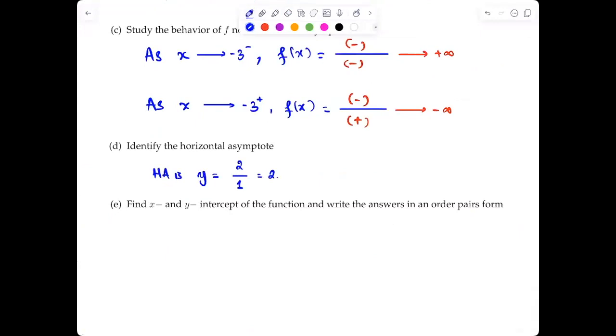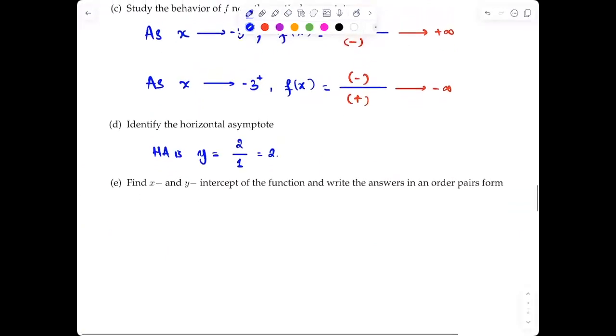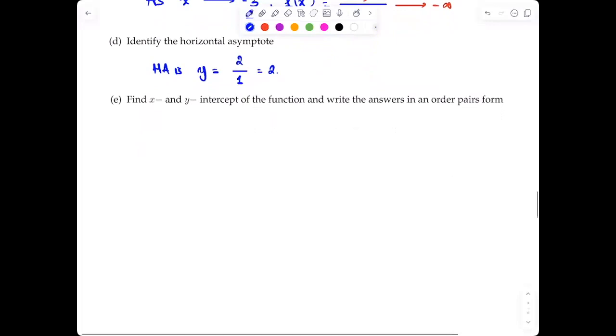Right, for E, we're going to find x and y intercepts. For x-intercept, you set y equal to 0 and you solve for x. The function that we got is 2x minus 1 over x plus 3. So you set this equal to 0 and you solve for x.